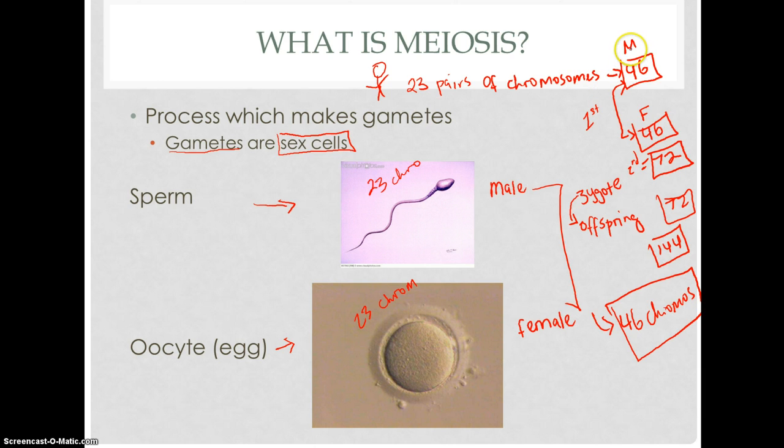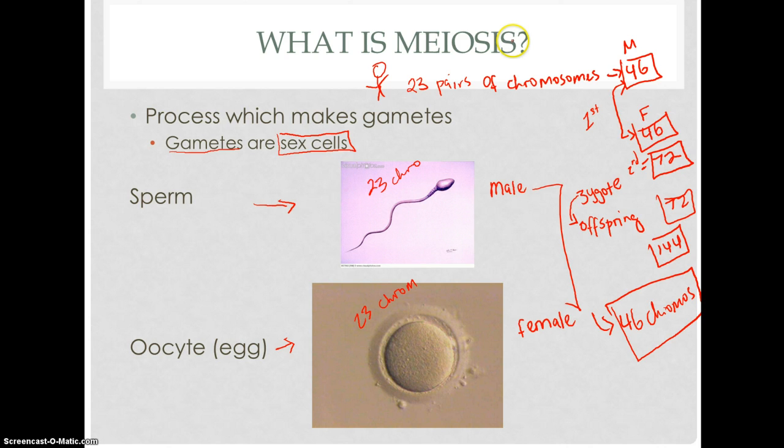So when a male and a female mate, each of which has 46 chromosomes, if meiosis did not occur, the second generation, or their offspring, would have 72 chromosomes. 46 plus 46 makes 72 chromosomes. That would mean that each generation of kids would have double the amount of chromosomes from the previous generation, which is just completely abnormal.